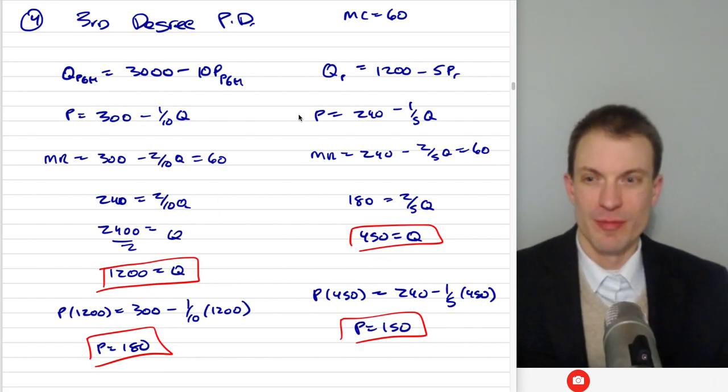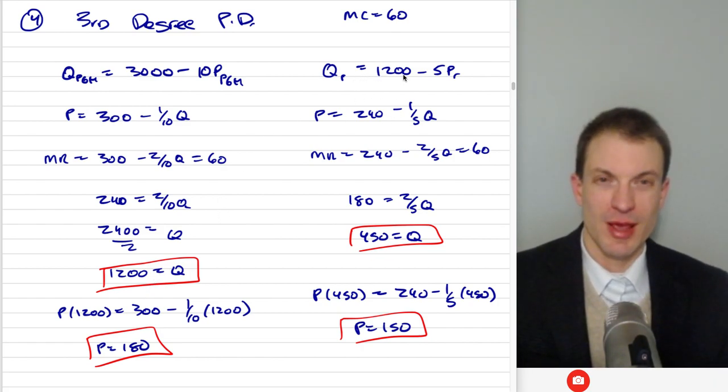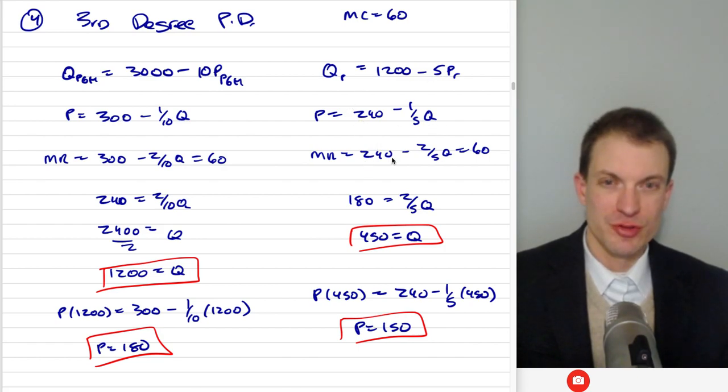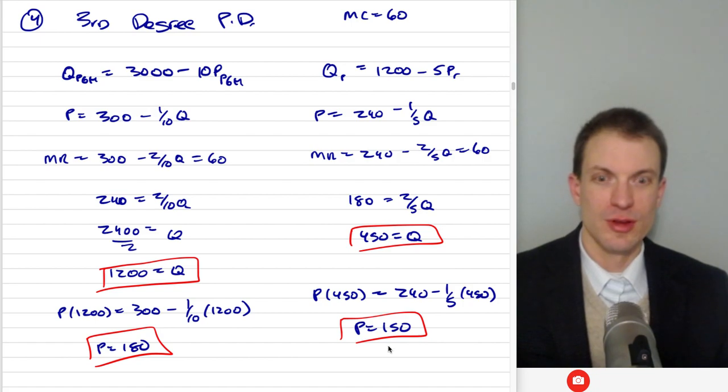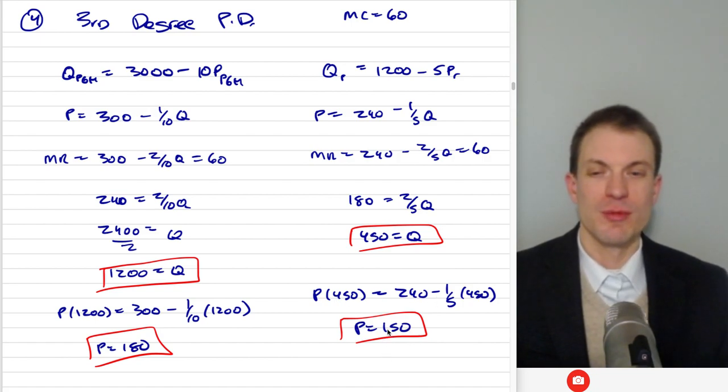And then what about for my rest of the country? Okay, so I'm going to have 240 minus 1/5 Q. Marginal revenue is 240 minus 2/5 Q is equal to 60. Solving, 180 is equal to 2/5 Q, or 450 Q. And then the price associated is going to be 150.